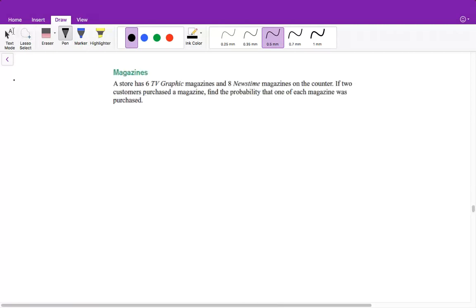All right, a store has 6 TV graphic magazines and 8 newstime magazines on the counter. If 2 customers purchase a magazine, find the probability that 1 of each magazine was purchased. Since we're finding the probability, we know that we are going to have a fraction. We have a total of 14 magazines, so it's 14 C 2, because we are picking 2.